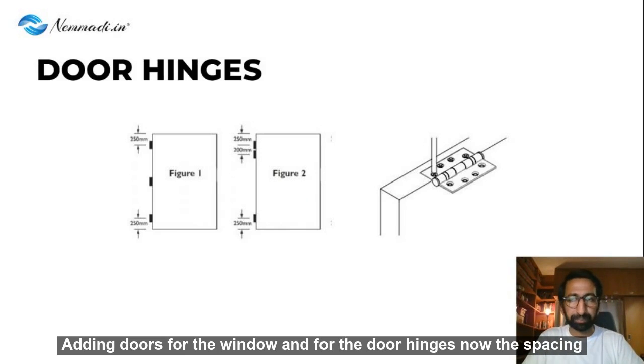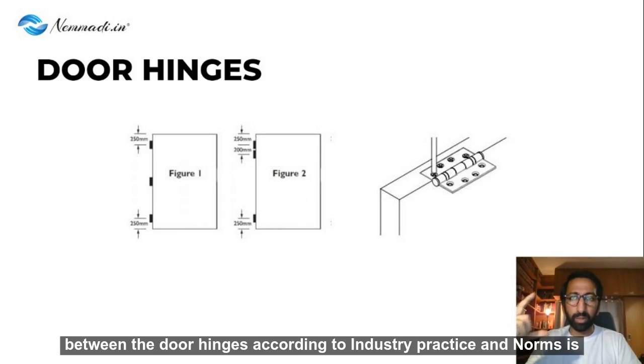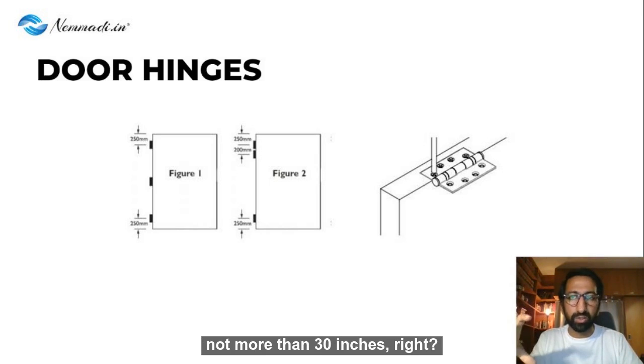Door hinges. All doors have door hinges. Now the spacing between the door hinges, according to industry practice and norms, is not more than 30 inches, right?